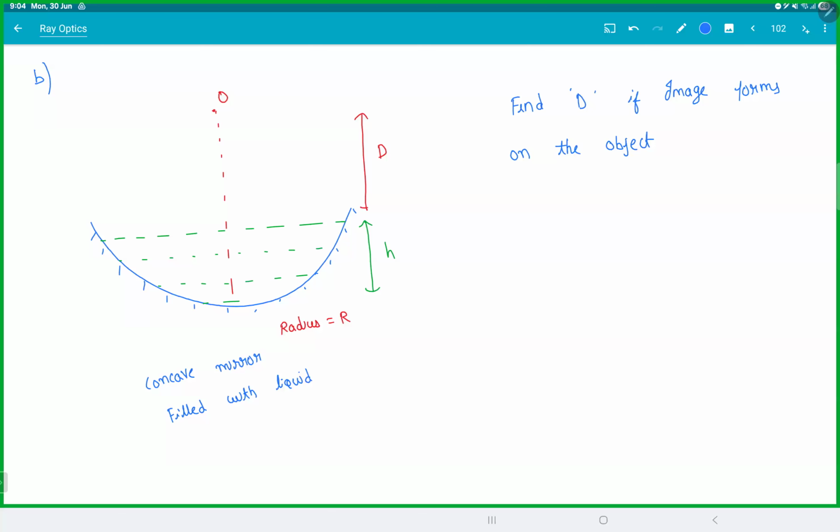R minus H by mu, D minus H by mu. Okay, now listen to this word. Whenever you hear that the image forms on the object, that's a big clue. If the final image is on the object, that means the light rays have retraced the path. That is the catch, and it's quite a useful thing. Later on you will realize that if the final image is on the object, this implies rays have retraced the path.